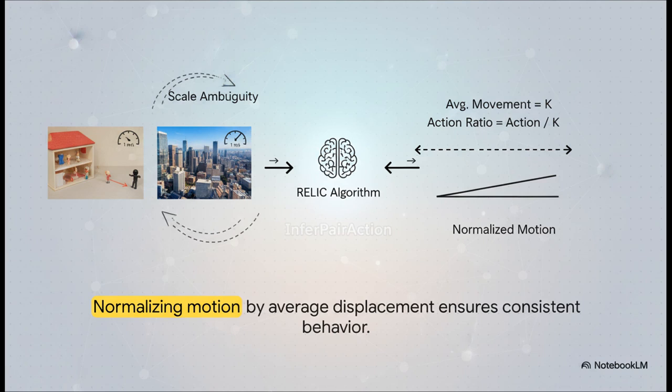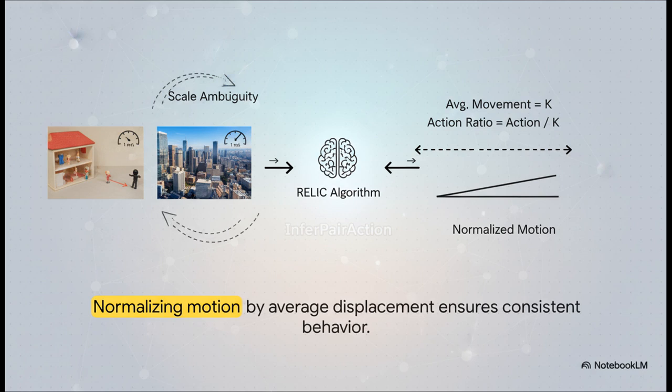See, one of the biggest headaches in 3D AI is something called scale ambiguity. Think about it. If you see a camera move 1 foot, you have no idea if it's moving 1 foot inside a tiny dollhouse or 100 feet across a giant cityscape. The pixels look the same. So how does the model tell the difference? Well, RELIC's algorithm has a brilliant fix.